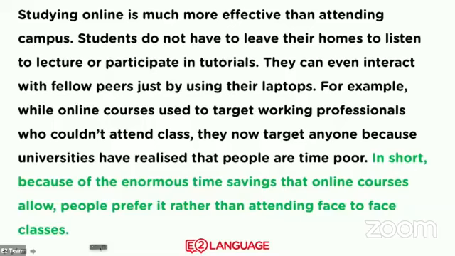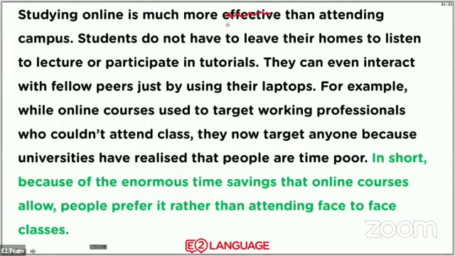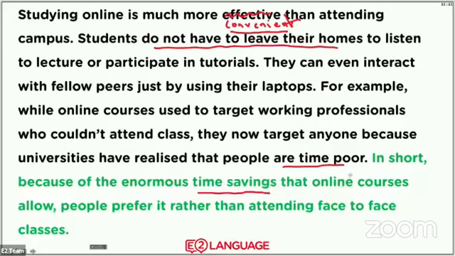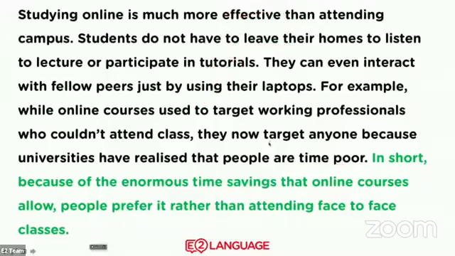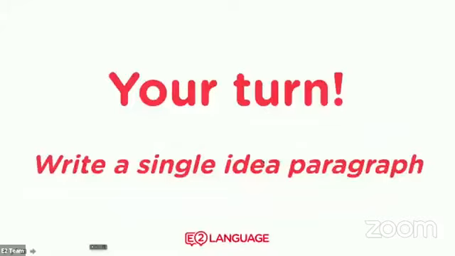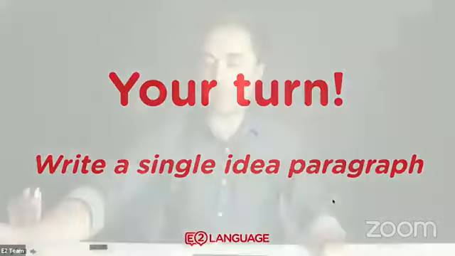So let's just get this right. If that said convenience, which it should have, that was my mistake. Much more convenient. So the single idea is convenience. Let's look at this second one. They do not have to leave their homes. They now target anyone because universities have realized that people are time poor. In short, because of the enormous time savings, okay? And my reasons also link back to convenience there. So this is a single idea paragraph about convenience. Your turn. Hopefully you can write a better paragraph than mine.